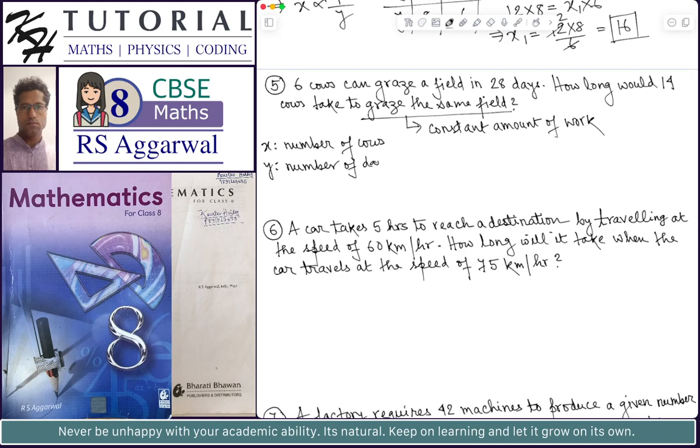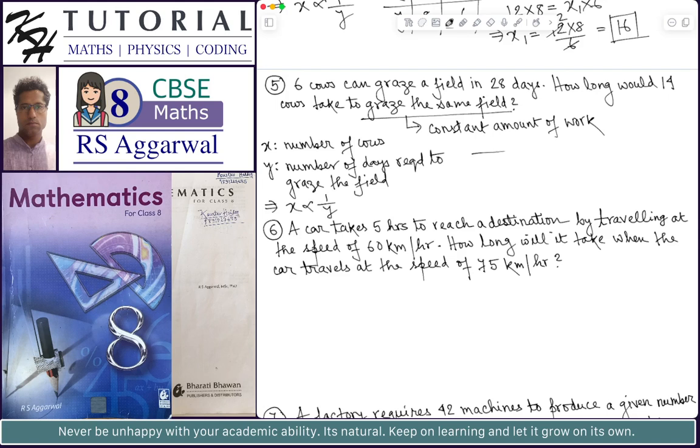required to graze the field. So clearly we can see that if the amount of work is constant, definitely more cows will graze the field in less number of days, and less cows will graze the field in more number of days. So x will vary inversely with y.